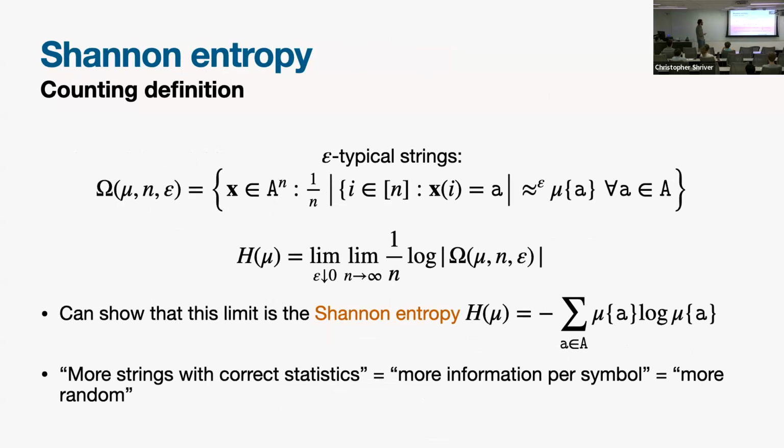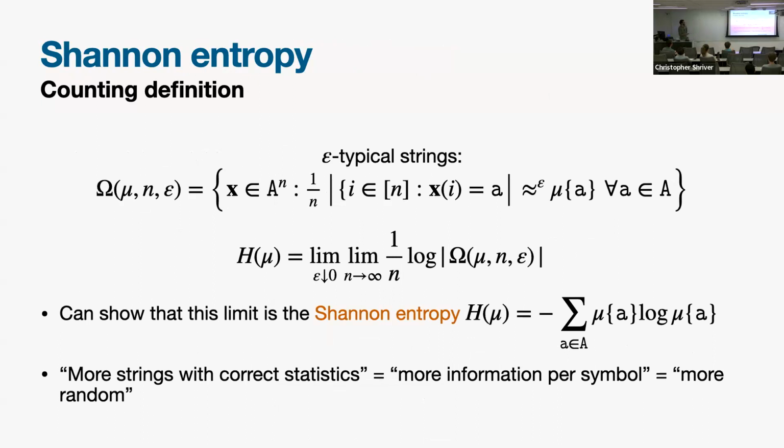Okay, so this is the same set I just had there. And what I want to do is just count how many of these strings there are for n. So maybe it's not too hard to convince yourself that it should sort of grow exponentially in n. You can think about that at some point if you want. But there is a nice, well-defined exponential growth rate here. And I'm going to define that to be the entropy.